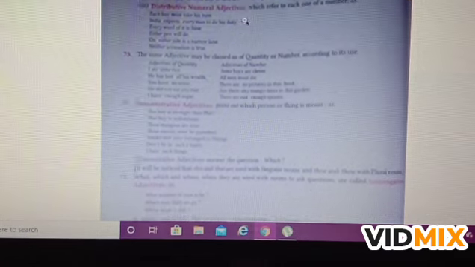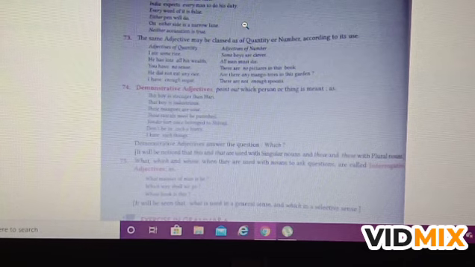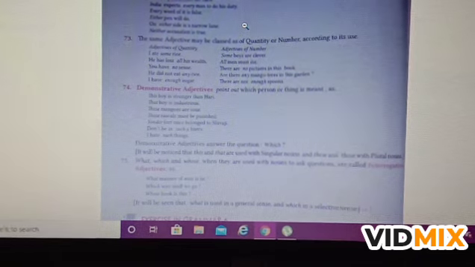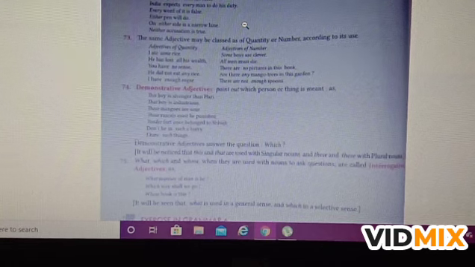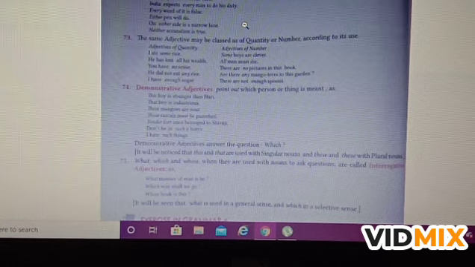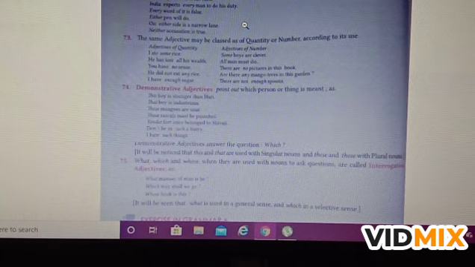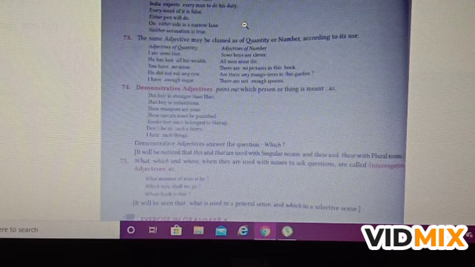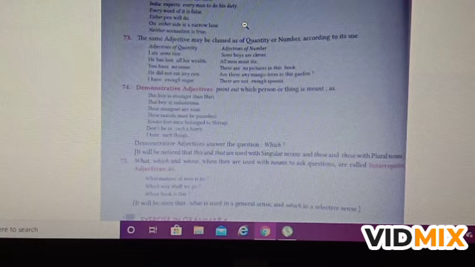Next is demonstrative adjective. So what do you mean by demonstrative adjective? It points out which person or thing is meant, as in this boy is stronger than Hari. So I'm pointing out a boy and saying this boy is stronger. So when I'm pointing out a certain person or thing, that is said to be demonstrative adjective.